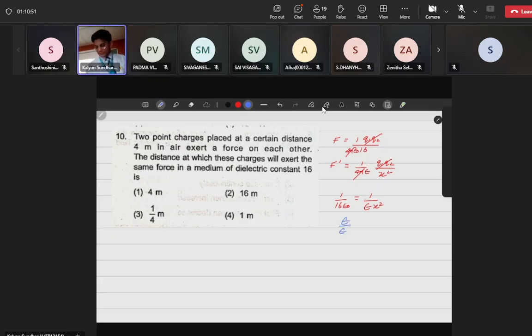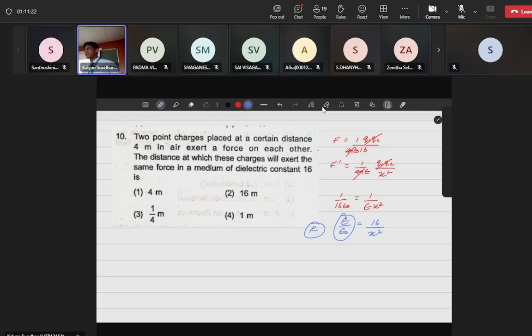Epsilon by epsilon naught will be equal to 16 by x square. This is nothing but your dielectric constant K value, that is your relative permittivity. Relative permittivity is the ratio of the permittivity of the medium with respect to the permittivity of free space, same as your relative density, the density of the medium with respect to the density of water at 4 degrees Celsius.